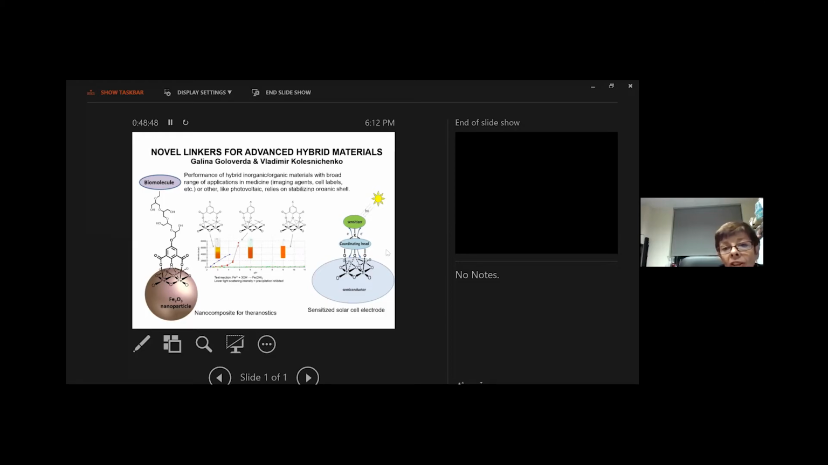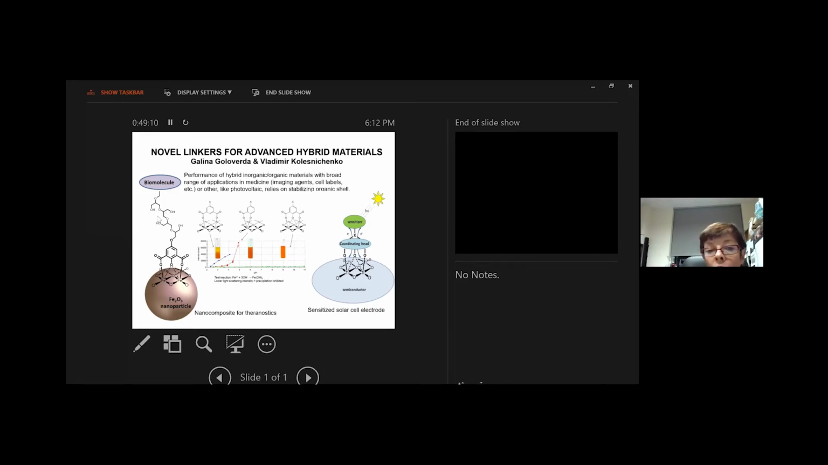Or if it's the different aspect, you can make... well, but let me finish with this one because that will be a little bit different. So for medicinal applications like cell labels, imaging agents, drug delivery agents, you need something that would dissolve that composite.